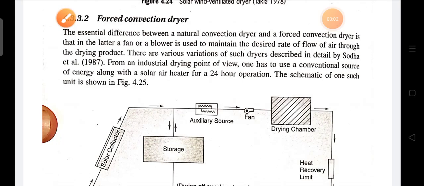Good morning, students. Let's start today's class. Today we will study the forced convection dryer.